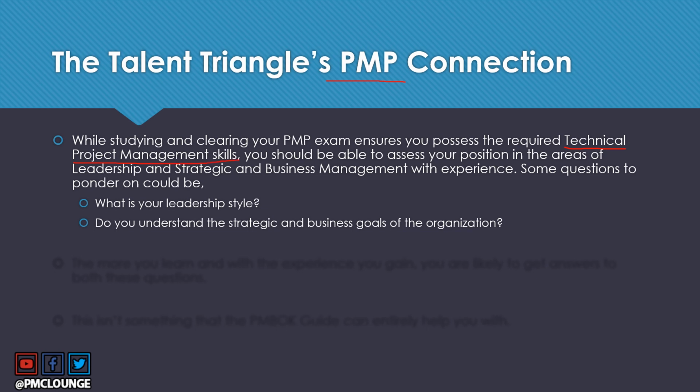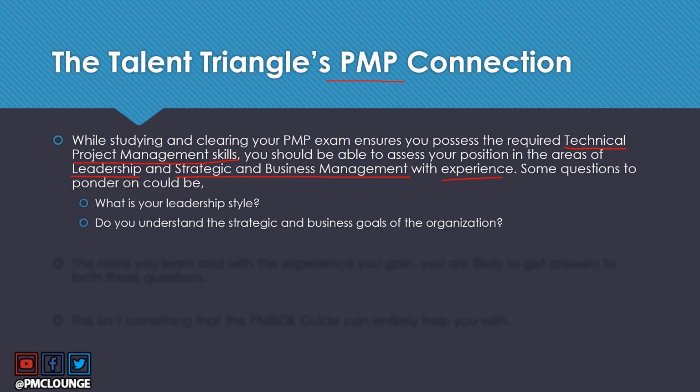Because like I mentioned in one of the previous slides, by and large, whatever is present in your PMBOK guide is what technical project management skill is all about. But how about the two other aspects of the role of a project manager, which are leadership and strategic and business management? You cannot obtain these two from your PMP certification or from your PMBOK guide, right? These two come with experience.